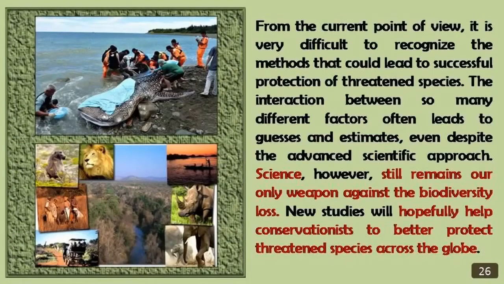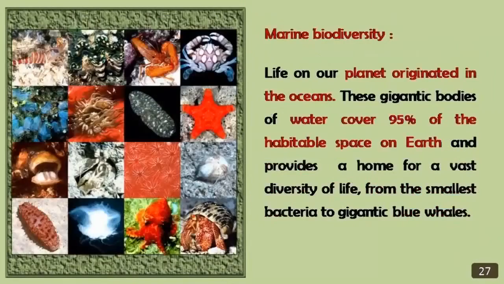From the current point of view, it is very difficult to recognize the methods that could lead to successful protection of threatened species. The interaction between so many different factors often leads to guesses and estimates, even despite the advanced scientific approach. Science, however, still remains our only weapon against the biodiversity loss. New studies will hopefully help conservationists to better protect threatened species across the globe.